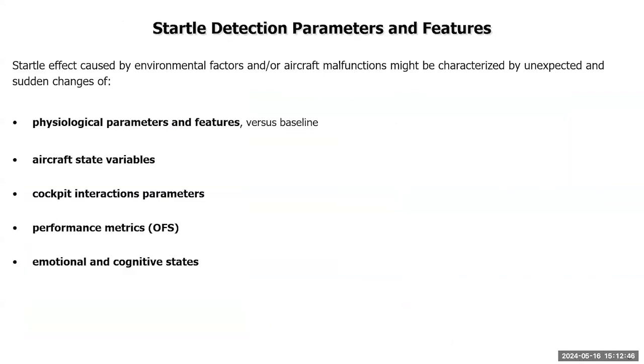Startle effect caused by environmental factors and/or aircraft malfunctions might be characterized by unexpected and sudden changes of the following variables. First, physiological parameters and features when compared to the baseline, aircraft state variables, cockpit interaction parameters, performance metrics related to the operator functional state, and the emotional and cognitive states.